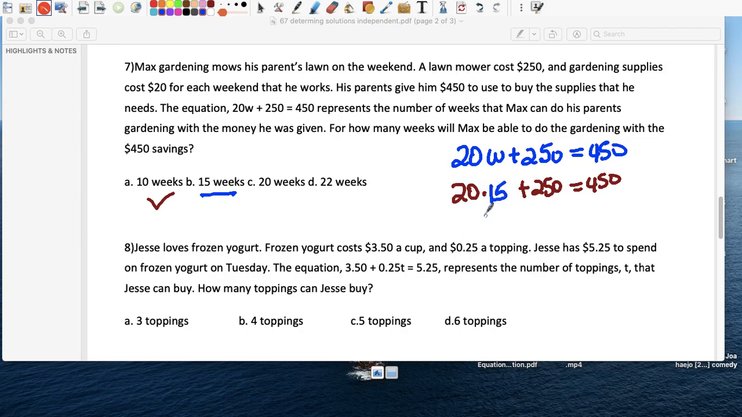So 20 times 15 is 300. Plus 250. Do you think I'm going to get 450? ¿Será que me sale 450? No. It comes out to 550 equals 450. So, no. This one is a no. Well, again, we're going to try another one. Put 20 over here. 20 times 20 is 400. Plus 250 equals 450. ¿Será? No. 400 plus 250 is 650. So, otra vez, this is a no.